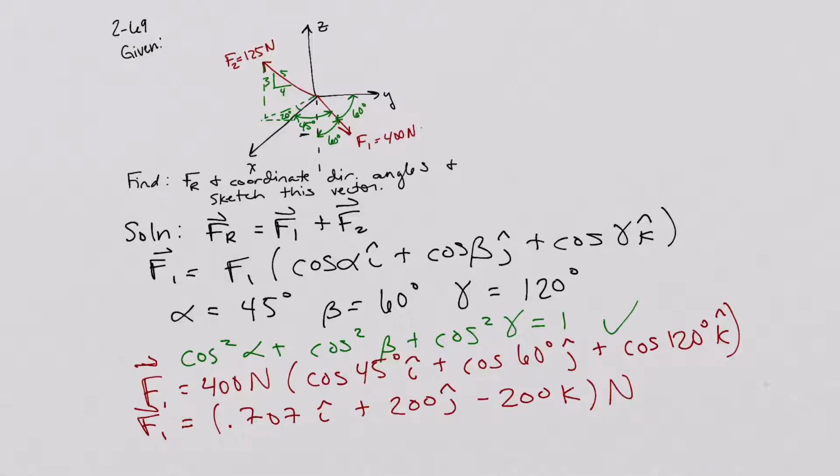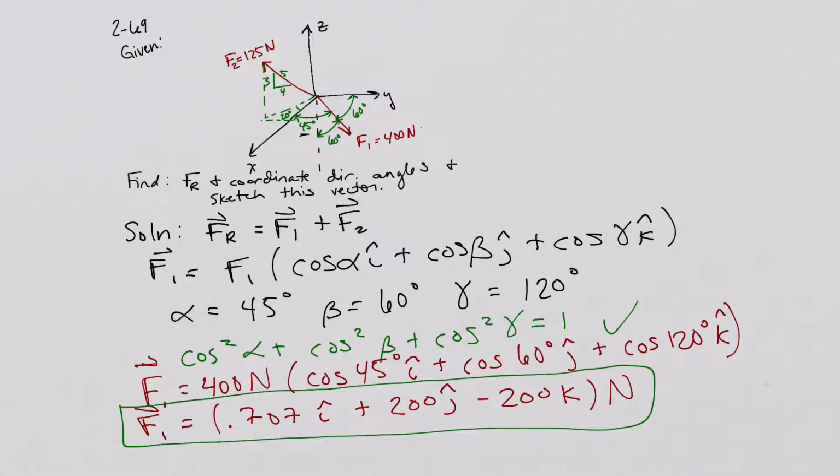And then we need to figure out F2 also. So F2 is going to be a little bit more complicated. I'm going to go ahead and box around F1 because we're going to need that when we figure out the resultant force. Alright, so I went ahead and just copied that figure over. So now we need to figure out F2.